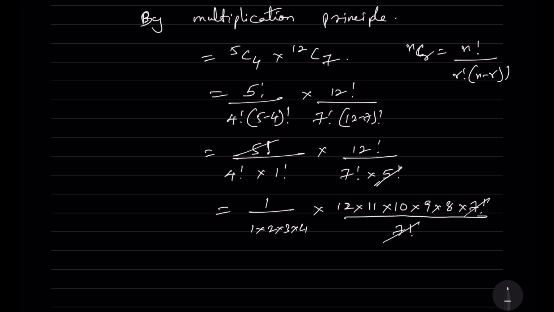So this and this get cancelled. Here 4 2s are 8, so the 2 gets cancelled, and again the 3 and 3 get cancelled. When you multiply, what is the total answer? It is 12 3s are 36 into 110. So 110 into 36, how much do you get? We'll just see. The answer is 3960.